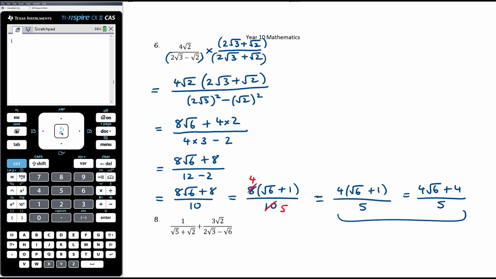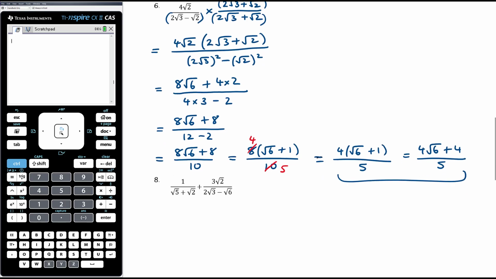But this is not okay here, there's a common factor of 2 that needs to be cancelled down. So dividing the numerator by 2 gets you to 4 root 6 plus 4, and dividing the denominator by 2 gets you to 5.